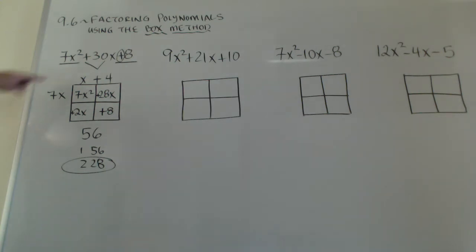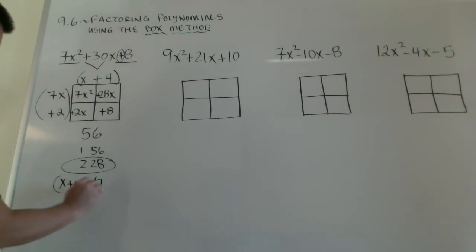Now when I look down here, if I have an x and a 2x, what do I need to multiply the x by to get 2x? It's a positive 2. And if I think of it this way, plus 4 times plus 2, I get the positive 8. So I've got x plus 4 times 7x plus 2. That's one way.